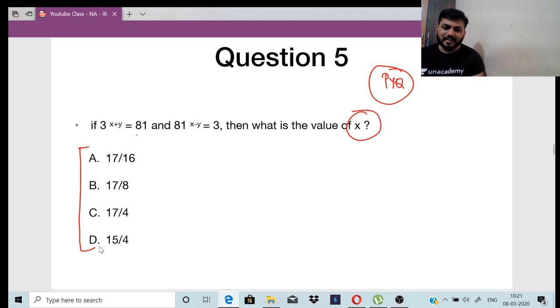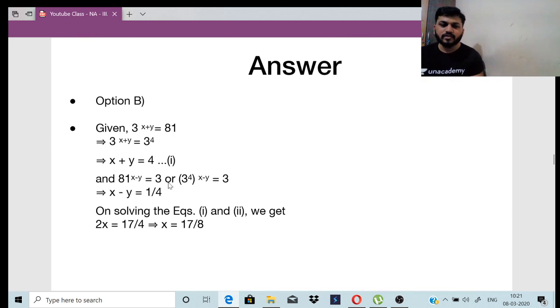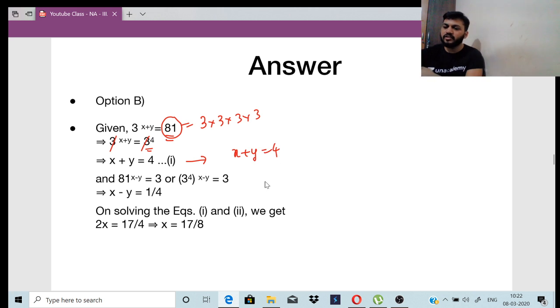Yes, Chahat, it is 17 by 8, okay. So it is option B. So 3 power x plus y equals 81, right? What is 81? It is 3 into 3 into 3 into 3. So 3 power x plus y is equal to 3 power 4. By the law of exponents, 3 gets cancelled. You will get the first equation, which is x plus y equals 4.